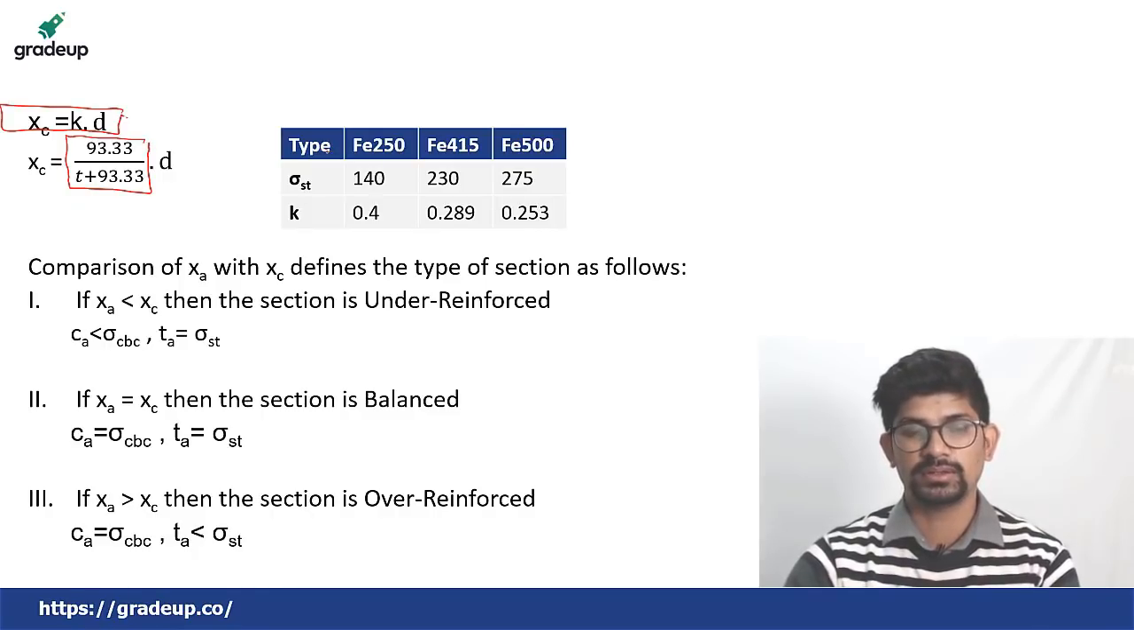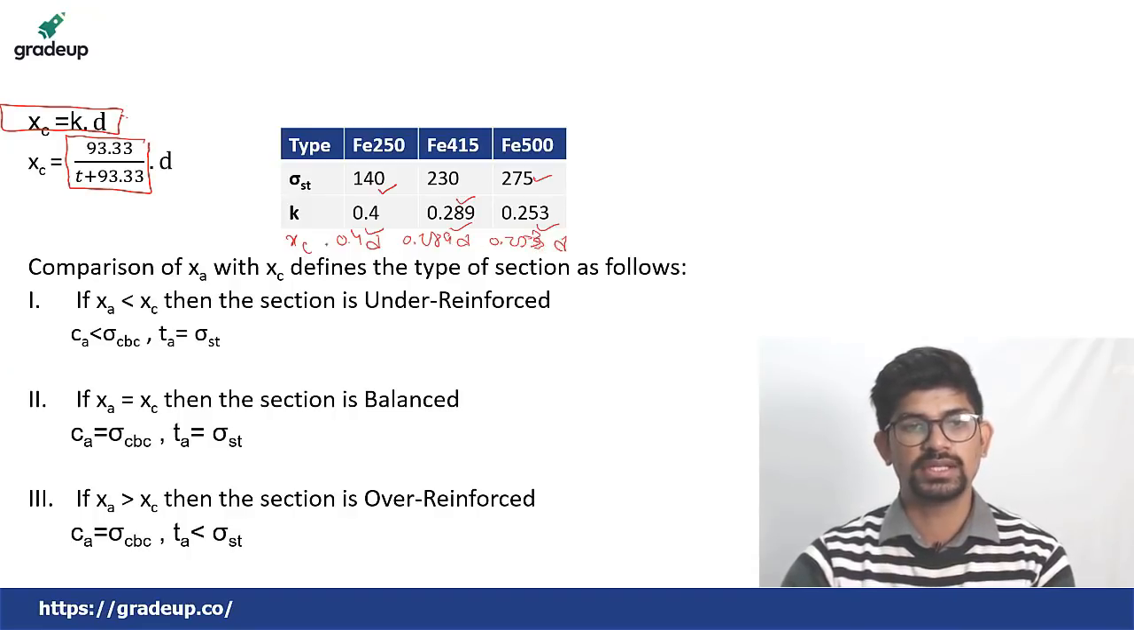For different purposes, different steels, different values of K have been calculated. For Fe 250, the sigma ST value is 140, so the K value becomes 0.4. For Fe 415, the sigma ST value becomes 230 and the K value becomes 0.289. And for Fe 500, the sigma ST value is 275 and the K value is 0.253. So XC becomes 0.4D, 0.289D and 0.253D. These three are the limiting critical neutral axis values.